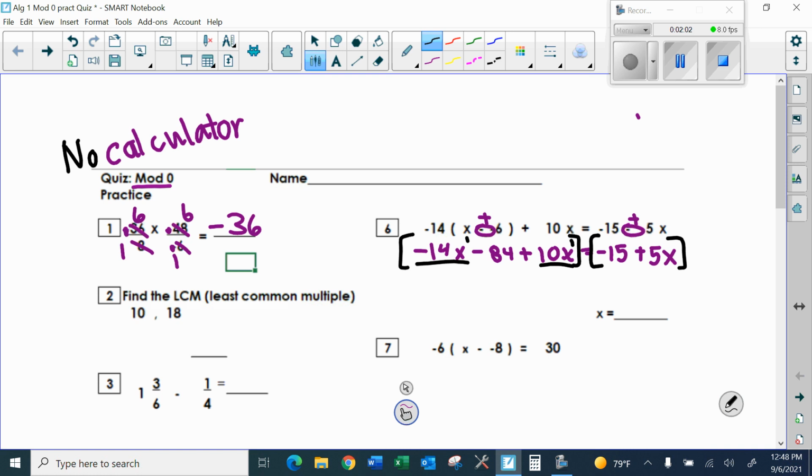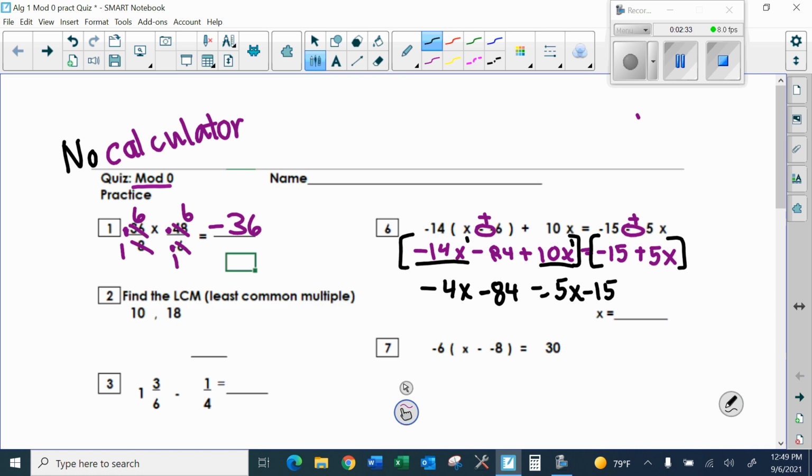So what's the smart way of reading this? I do the positive first. It'll be 10 minus 14x is negative 4x minus 84 equals, there is no combining like terms here, so I have 5x minus 15. Now, which side should I bring the x's to? We talked about this. Oh, why did I say 80? It should have been 84. I said 84 and wrote 8x. 84 there.